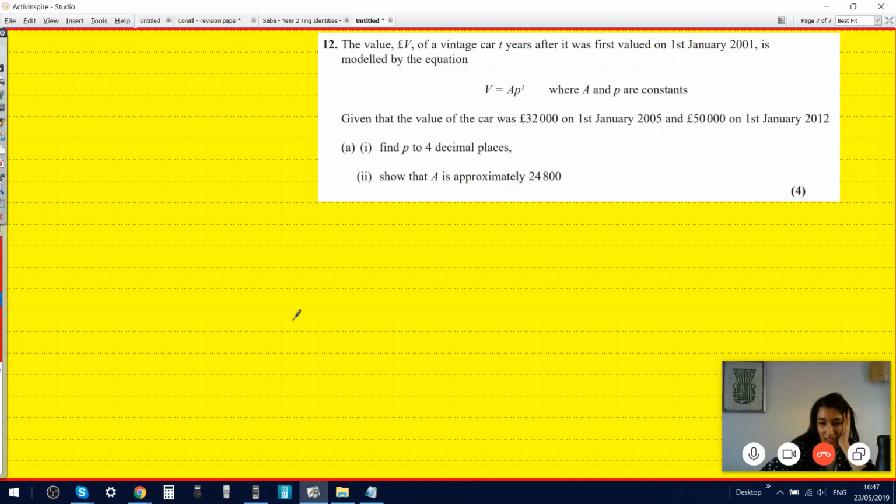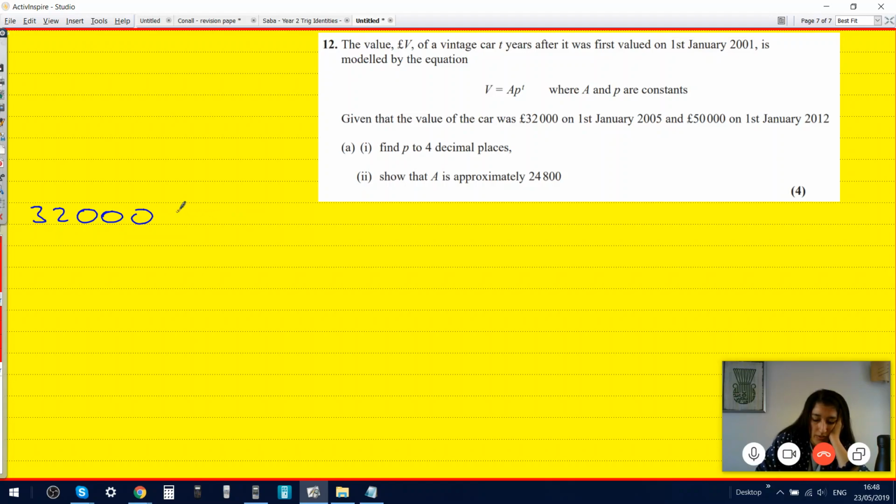Let's see. Given the value of the car, 32,000 on 1st January 2005 and 50,000 on 1st January 2012, find P to 4 decimal places. So, what's P? I've done this before, so it can't be hard. So, if you put 32,000 in for V and 5 in for T, or should we do logs first or something? I don't know. We'll see.